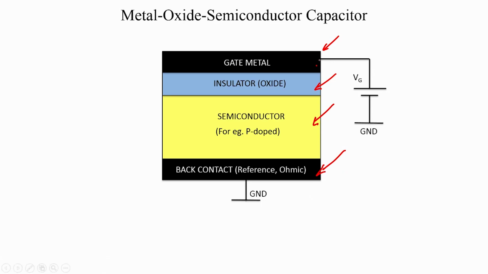This gate metal is the control terminal of your MOSFET when you talk about sending a signal from A to B. We have not yet built the MOSFET here, so this is just the MOS capacitor. What you see is just a capacitor circuit. This gate metal is given a gate voltage Vg, which is measured with respect to the reference, the back contact here. We have set the reference contact to ground, and Vg is with respect to ground.